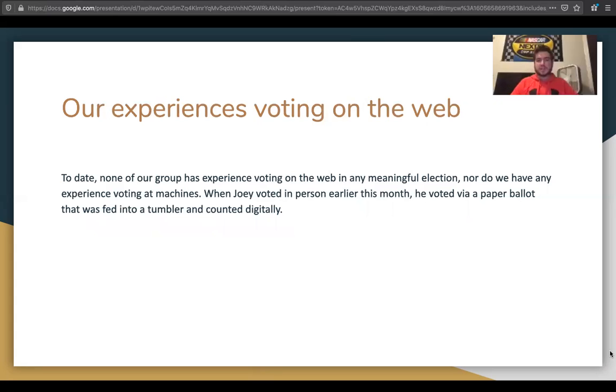And our experiences with voting on the web. Now, none of our group has experience voting online in any meaningful election, nor do we have much experience voting at machines, for example, and that's more me. I don't know about you two, actually, but when I voted in person earlier this month, it was a paper ballot. I turned it in, fed it to a tumbler, and it was counted digitally, but I did not cast my ballot online through one of those touchscreen interfaces.